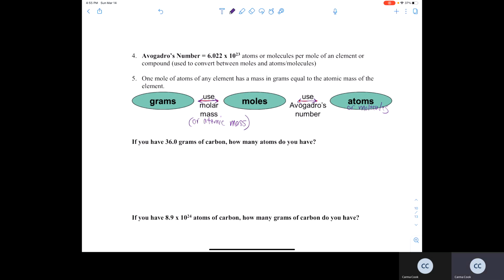So if you're interconverting between grams and moles of an element, you'll use the atomic mass. But if you're interconverting between grams and moles of a compound, then you'll use the molar mass of that compound. And then to interconvert between moles and entities, which can either be an atom if you're dealing with an element or a molecule if you're dealing with a compound, use Avogadro's number. So taking a look at a couple of examples.